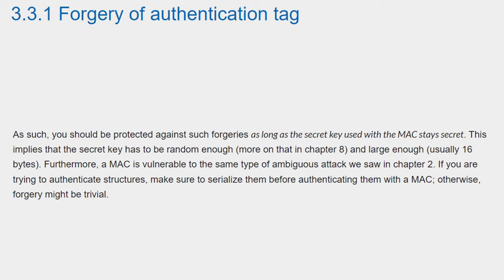As such, you should be protected against such forgeries as long as the secret key used with the MAC stays secret. This implies that the secret key has to be random enough, more on that in Chapter 8, and large enough, usually 16 bytes. Furthermore, a MAC is vulnerable to the same type of ambiguous attack we saw in Chapter 2. If you are trying to authenticate structures, make sure to serialize them before authenticating them with a MAC. Otherwise, forgery might be trivial.